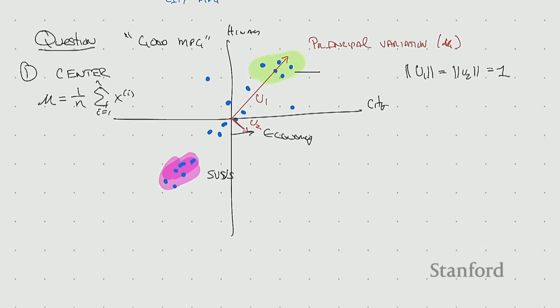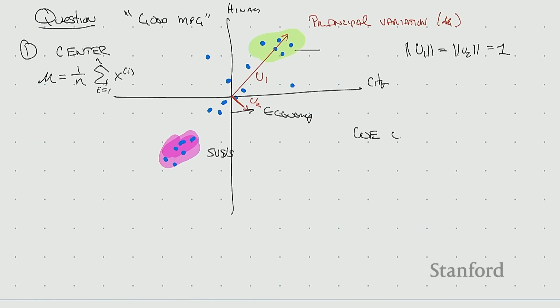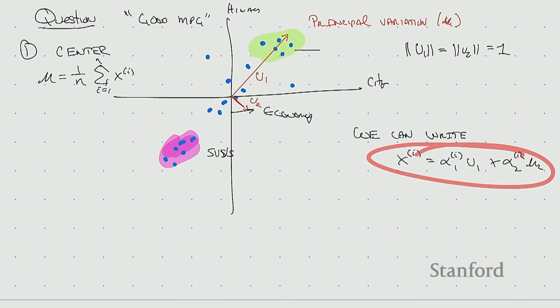Formally, one second, we can write xi equals alpha i1 times mu1 plus alpha i2 times mu2. And these are scalars. Okay? This is just linear algebra.